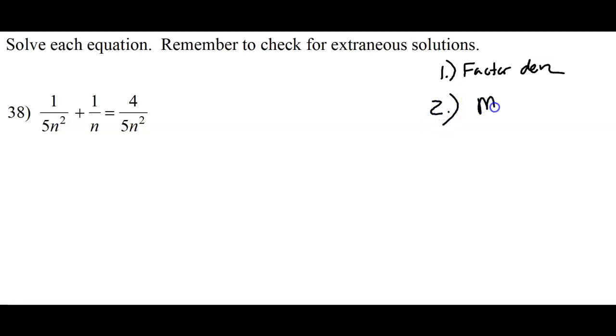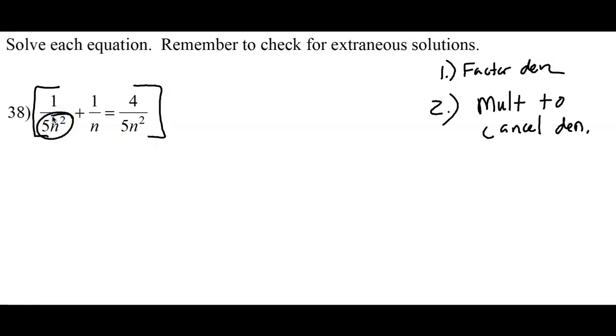Step 2 is multiply to match. Actually, I take that back. Multiply to cancel the denominator. So I'll show you what I mean there. All right. So I'm going to take this entire expression here, and I'm going to multiply the entire equation by the denominators. So let's start with 5n squared.